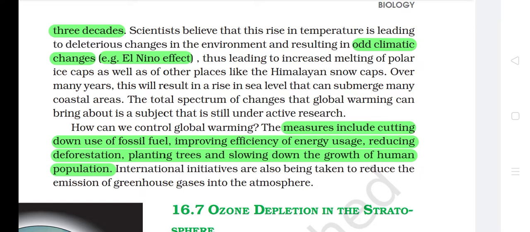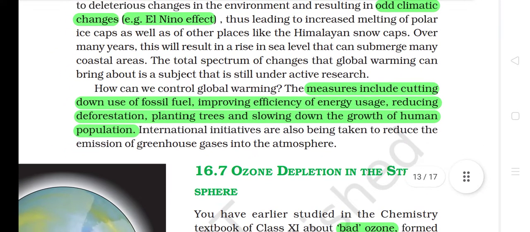Scientists believe that this rise in temperature is leading to deleterious changes in the environment and resulting in odd climatic changes, for example, the El Nino effect, thus leading to increased melting of polar ice caps as well as of other places like the Himalayan snow caps. Over many years, this will result in a rise in sea level that can submerge many coastal areas. The total spectrum of changes that global warming can bring about is a subject that is still under active research.